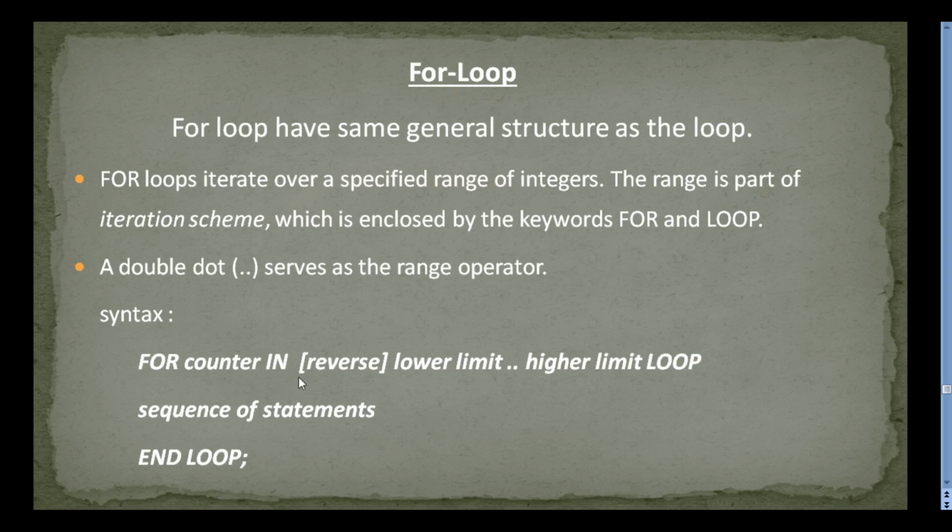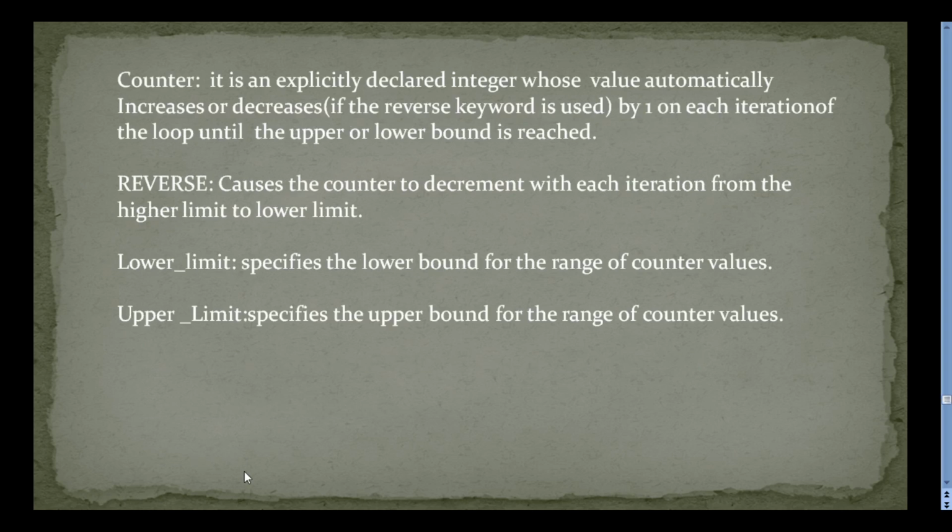Same general structure as the loop. For, it's a counter variable like i, j, k. In and reverse, it's optional. In order to print in reverse order, you can use reverse, otherwise no need to use it. And next, lower limit, only 2 dots between the lower limit and the higher limit. Loop, sequence of statements, and end loop. Just follow the syntax.